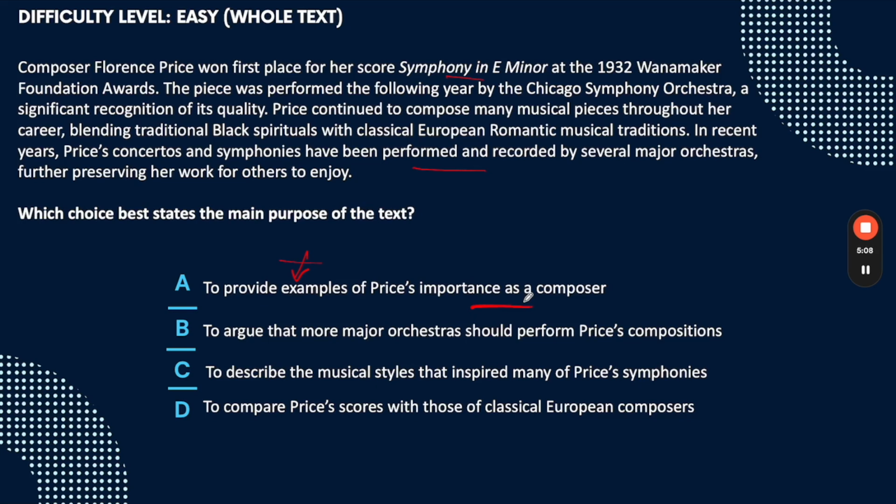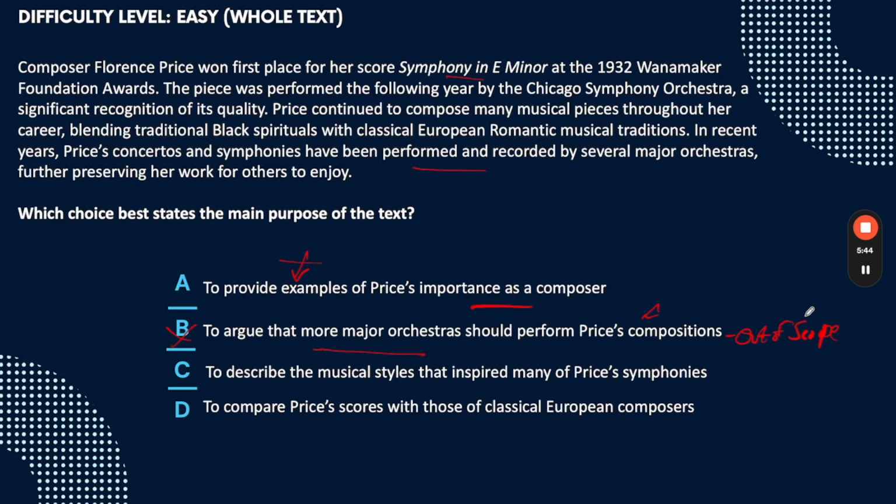Let's go to B now. To argue that major orchestras should perform Price's compositions. Now, nowhere in the text did they tell me that more orchestras need to perform her compositions, right? All this text told me is that Price's compositions were performed and recorded, but that more orchestras need to perform her compositions is not told to me in the text. So B is out because this is out of scope. You can also call this irrelevant. It's not even being talked about in the text.